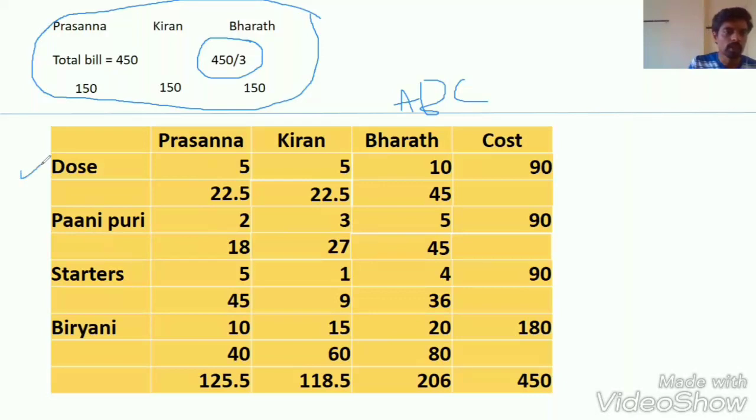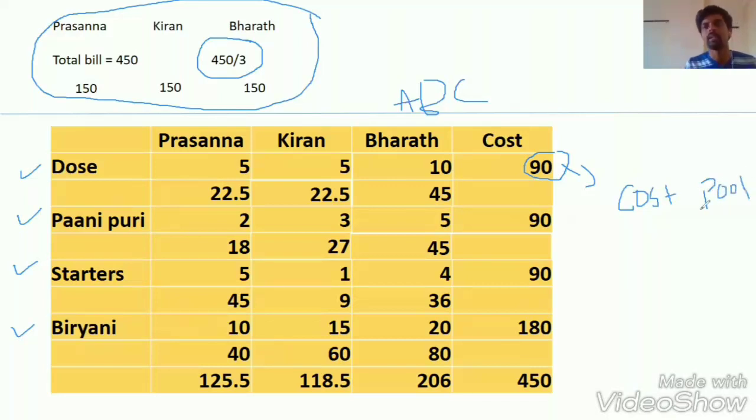See here, how many activities are there? 4 activities, right? 1, 2, 3, 4. First activity is dosa, second is pani puri, third is starters, fourth is biryani, correct? So there are 4 activities, and we need to segregate the cost based on the activities. For eating dosa, the activity cost is 90 rupees. This 90 is called the cost pool, the cost for one activity.